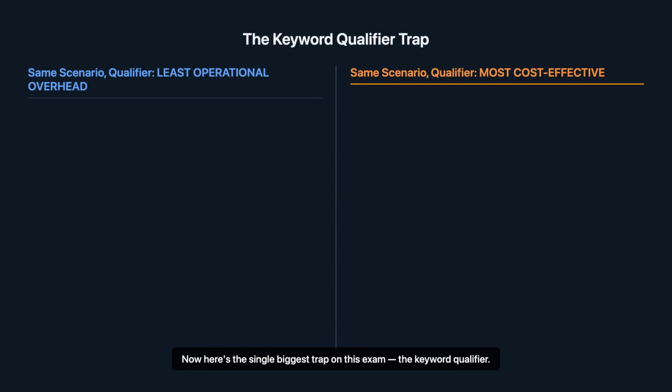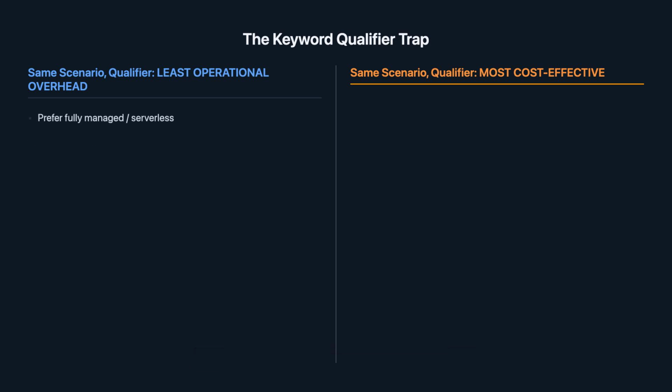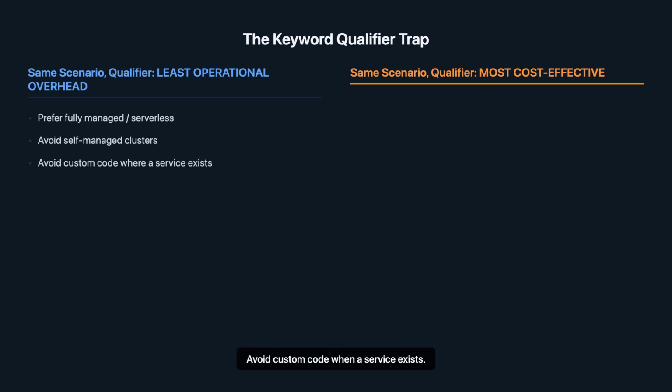Now here's the single biggest trap on this exam, the keyword qualifier. Picture a question stem describing a scenario with 4 answer choices. 2 or 3 of them will be technically correct architectures. The qualifier is the tiebreaker. On the left, when the qualifier says least operational overhead, your answer leans fully managed and serverless. Avoid self-managed clusters. Avoid custom code when a service exists. The "I don't want a pager" answer wins.